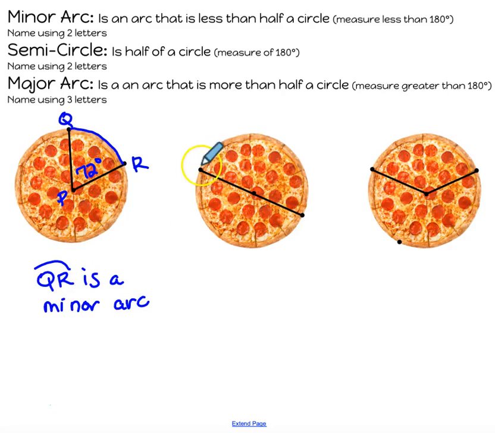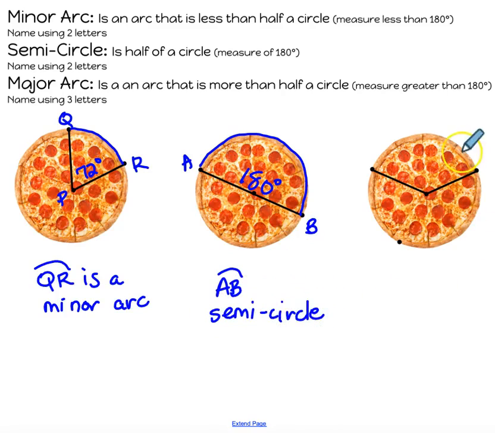Now, if you look at my second example, this goes through the diameter of the circle. There's the center, so it goes through the center, so this is the diameter. When you have a diameter, it cuts the circle in half and makes a semicircle. A semicircle equals 180 degrees. Let's call that one arc AB. So arc AB forms a semicircle: half a circle, 180 degrees.